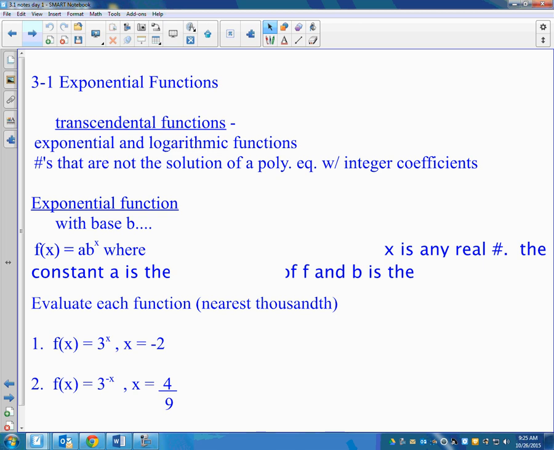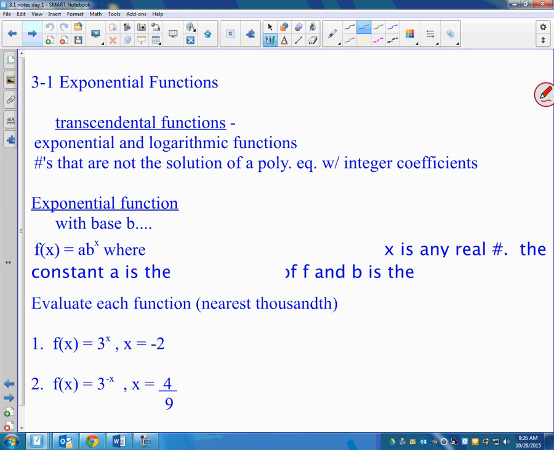But transcendental, that's kind of a word that doesn't come up very often. Pi is a transcendental number. Exponential and logarithmic functions are transcendental functions, meaning that they're not very nice answers. They're not the solution of a polynomial equation with integer coefficients.